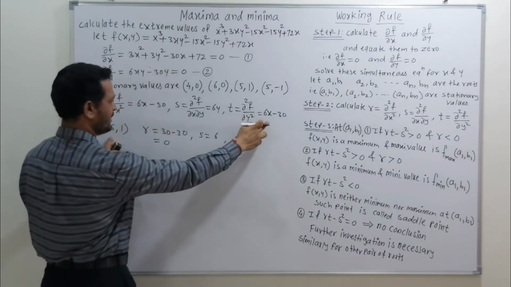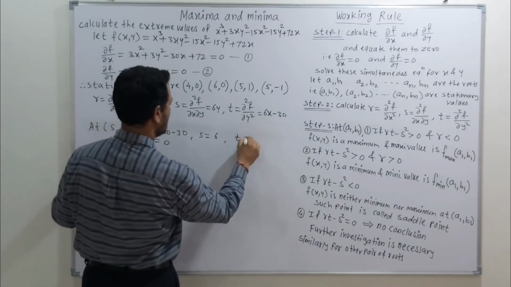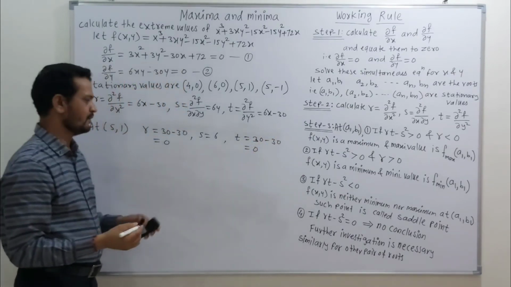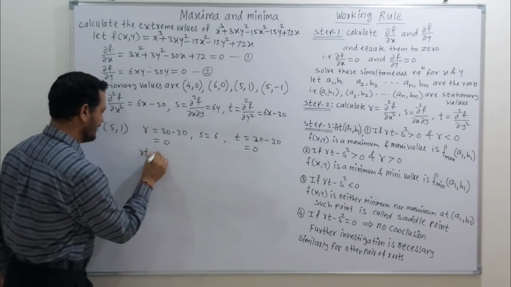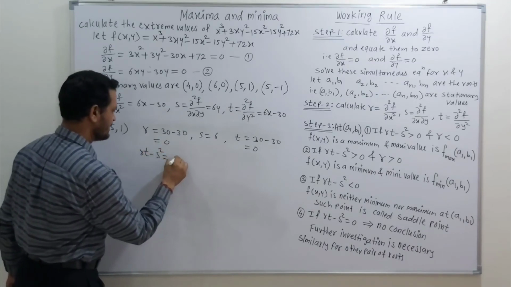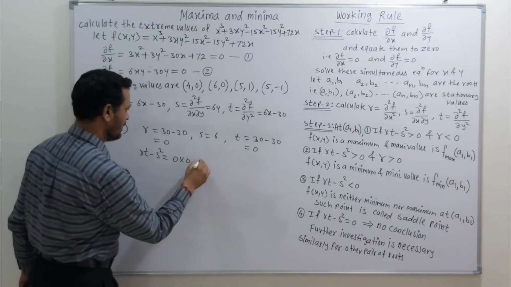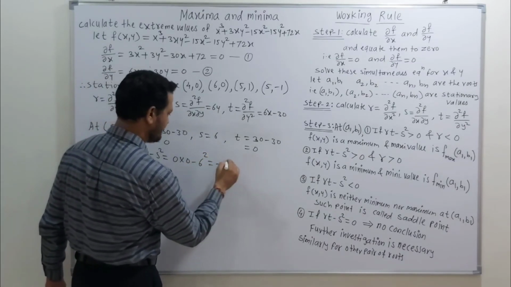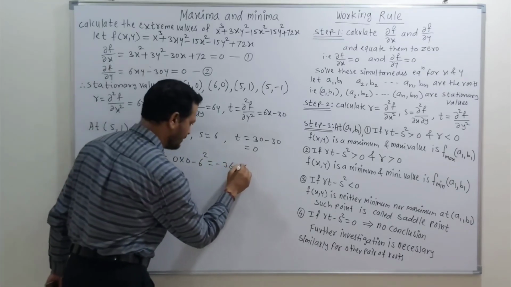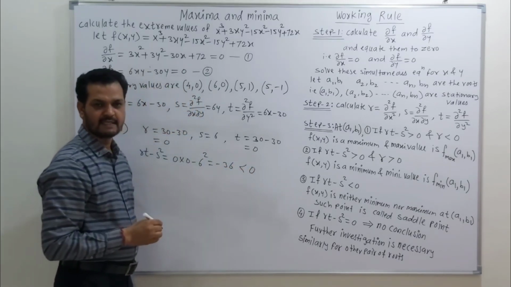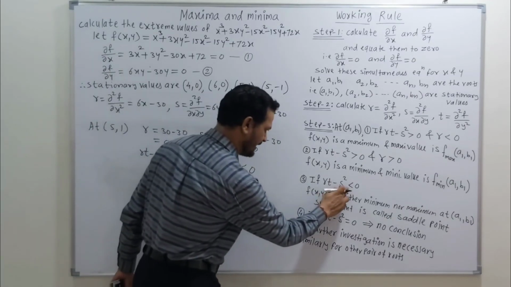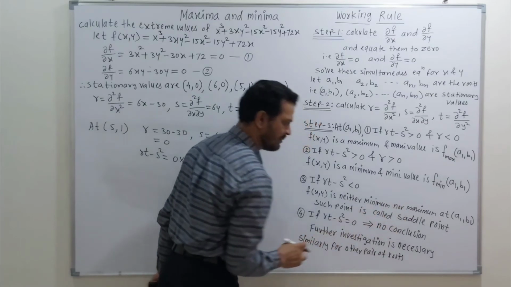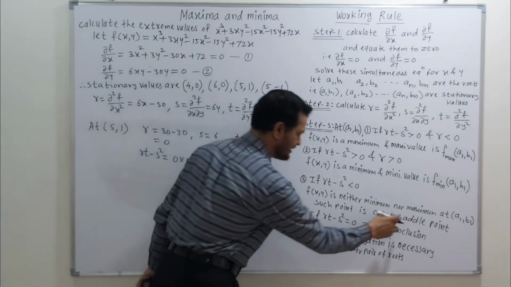So this is again 6 5s are 30, 30 minus 30, so this is also equal to 0. That means if we try to calculate the value of rt minus s square, this is 0 into 0 minus 6 square, that means this is minus 36. This value is negative, that means this is less than 0. So as this value is less than 0, this indicates that given function is neither maximum nor minimum. That means given points are saddle points.